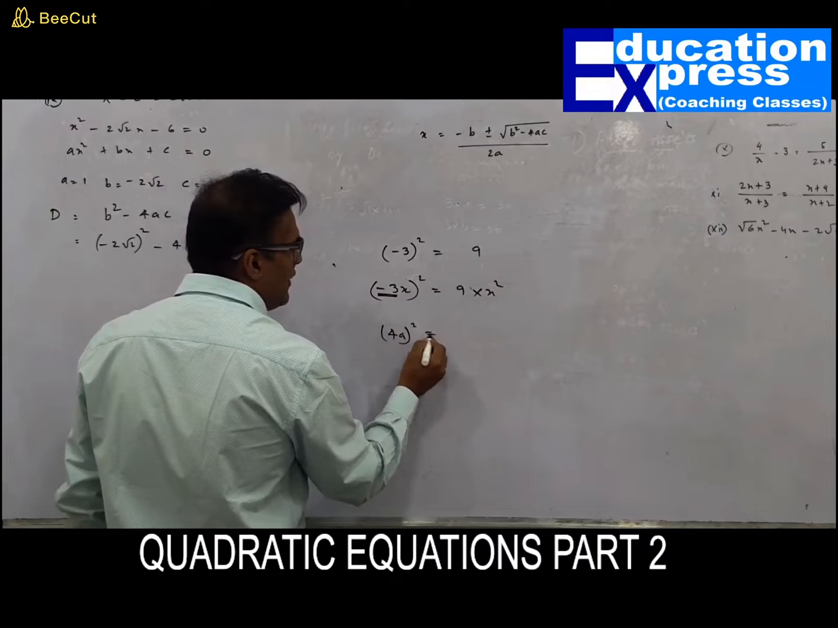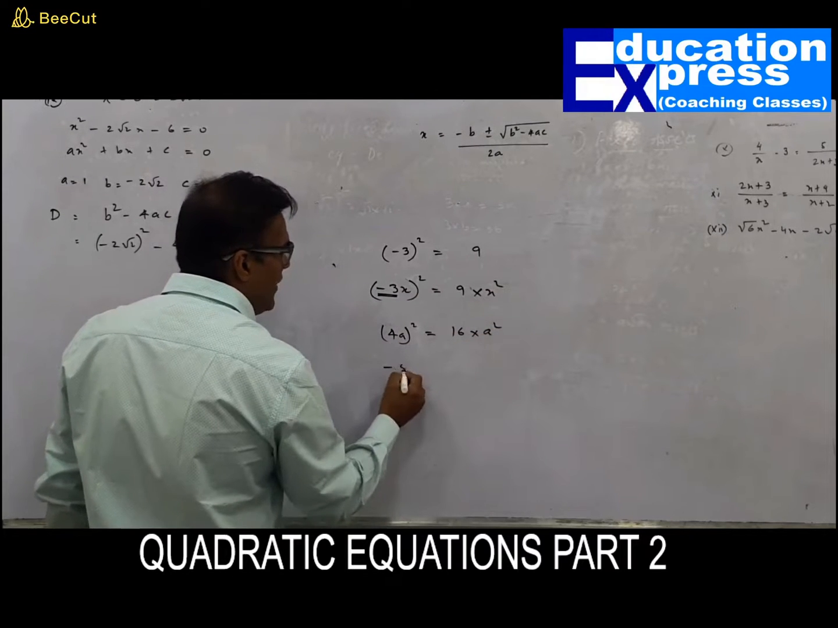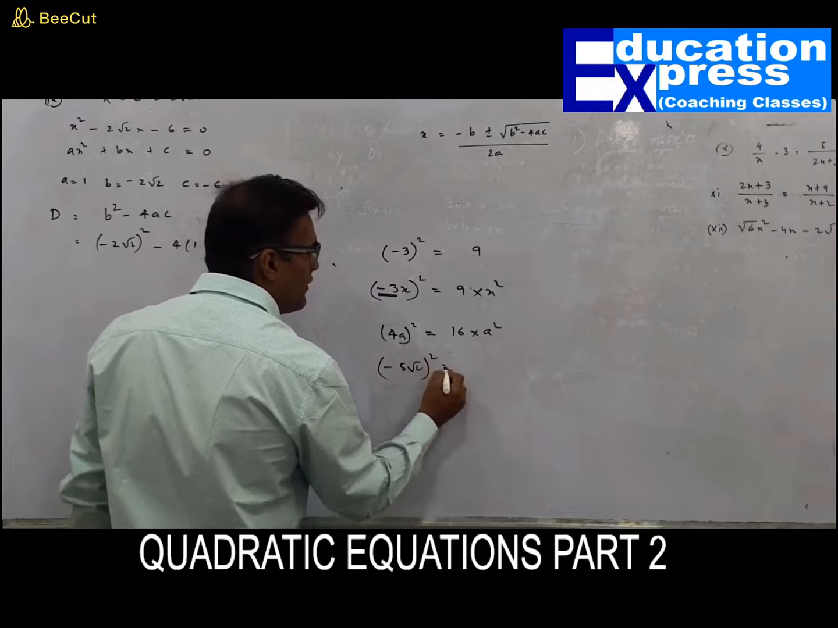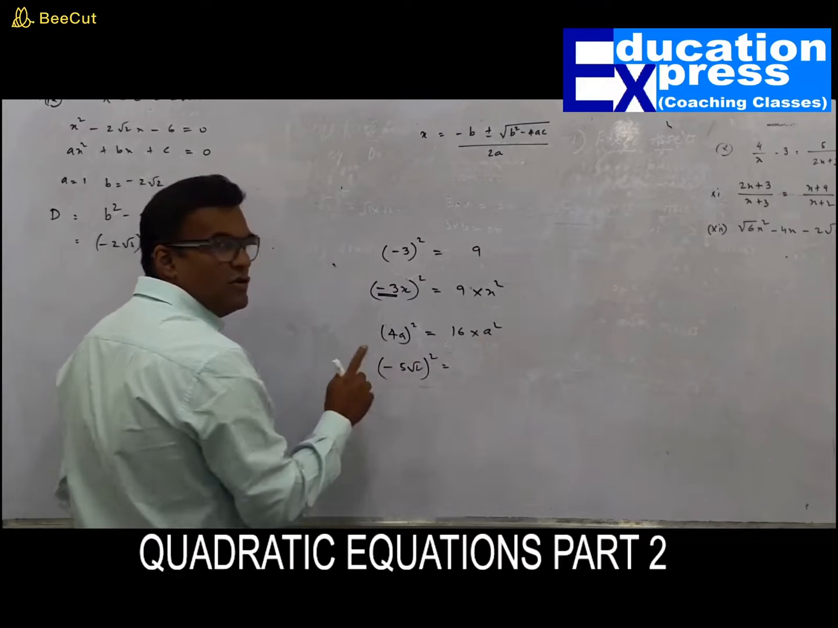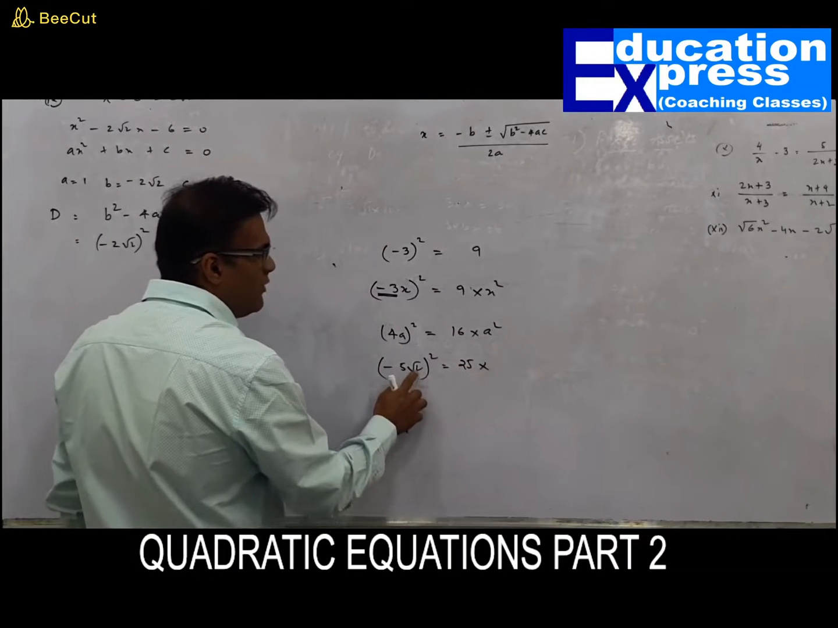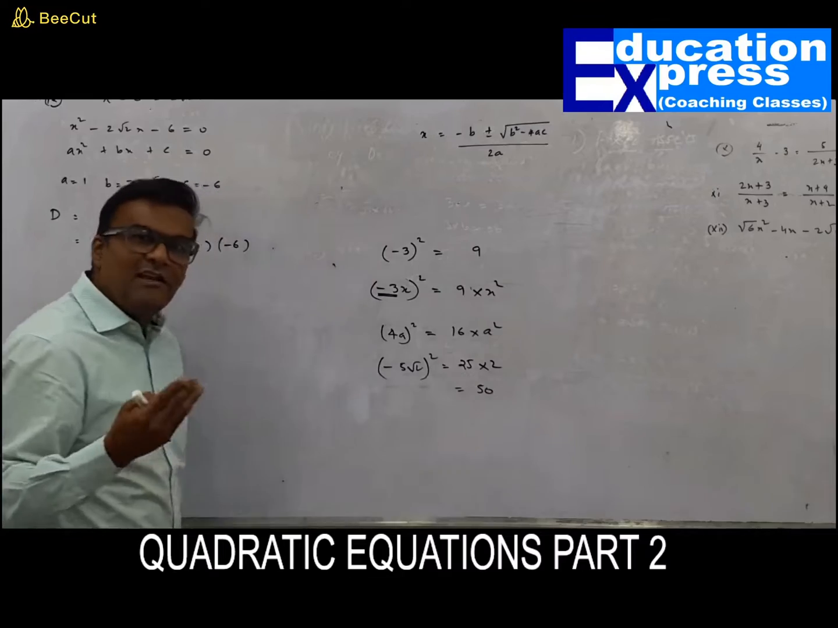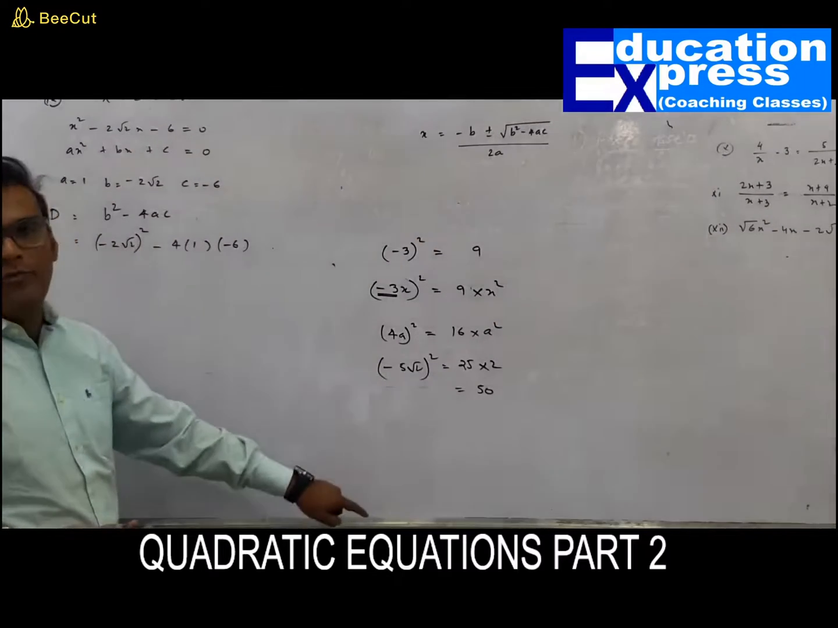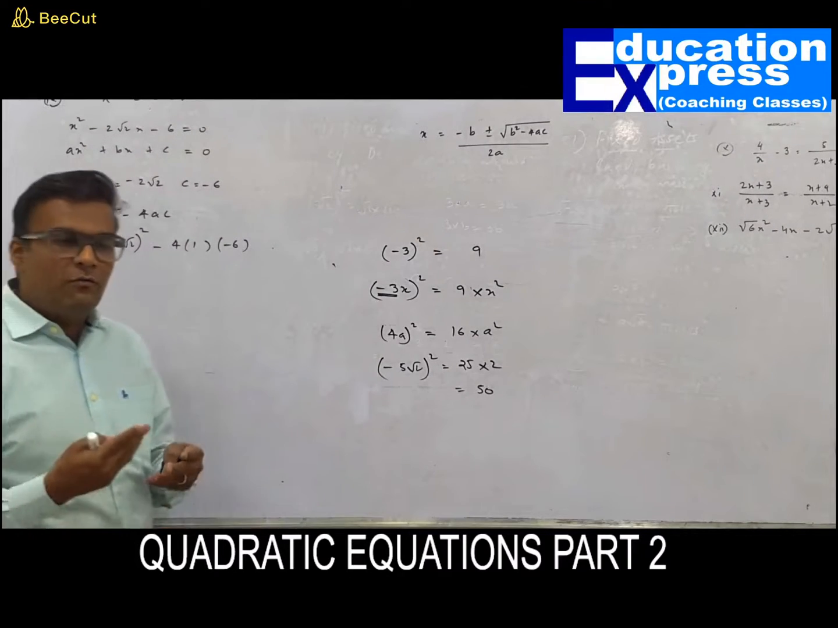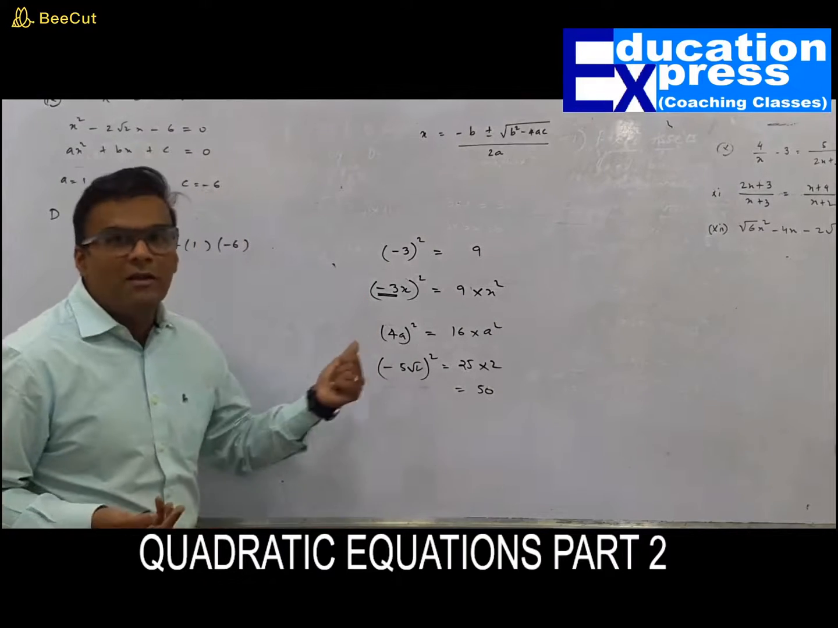4a the whole square. 4 16. A square. Minus 5 root 2 the whole square. Minus 5. What is the square of minus 5? 25. What is the square of root 2? 2. Answer is 50. Exactly, this is what we are going to adopt. Normal operation of plus, minus, multiplication and division. This is an operation of multiplication.